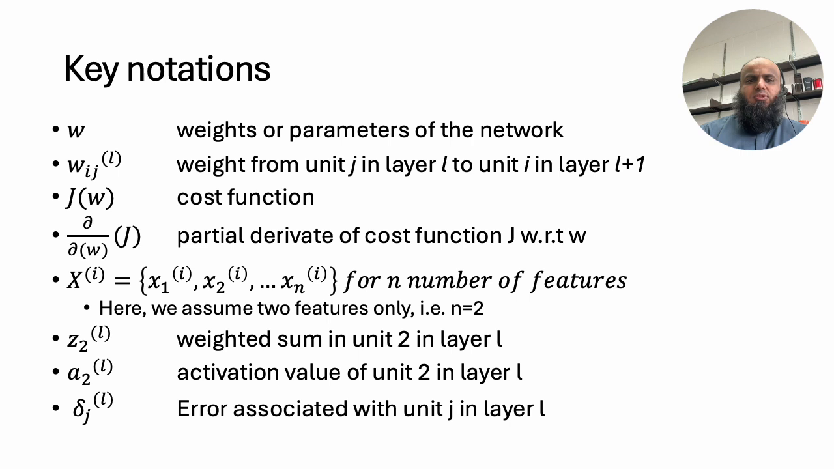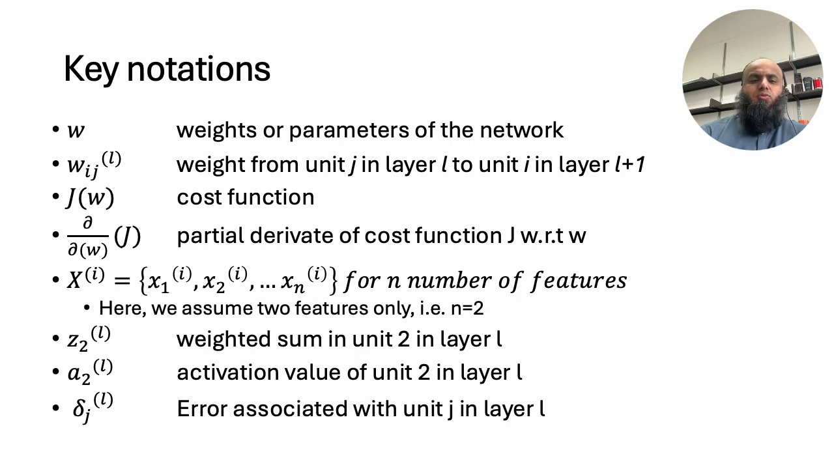Before we proceed with the lecture, it's good to remind ourselves of some of the notations that we use here. For example, W represents the weights of the network, then Wij superscript L represents the weight from unit j in layer L to unit i in layer L plus 1, and then we have J of W, which is the cost function for this network, and then we have the partial derivative of J with respect to W.